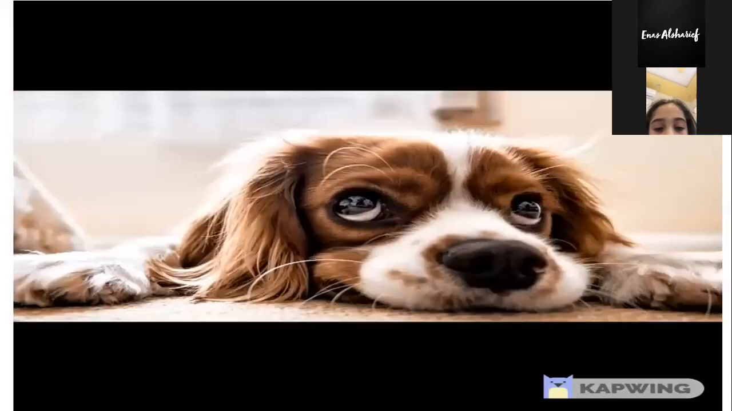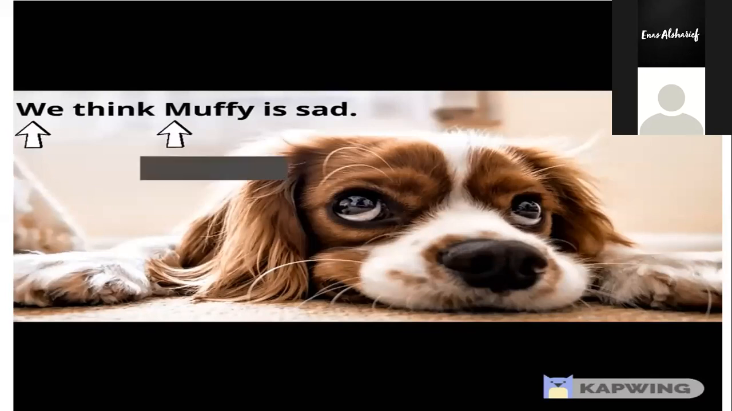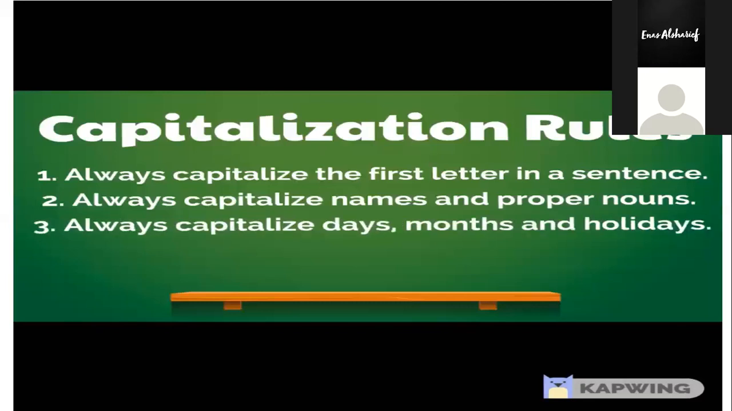Take a look at this sentence. We think Muffy is sad. The W for we is capitalized because it's at the beginning of the sentence, and the M is capitalized because Muffy is the name of this dog. It's a name, and we always capitalize names and proper nouns. Capitalize days, months, and holidays. That's the third rule. Always capitalize days, months, and holidays.